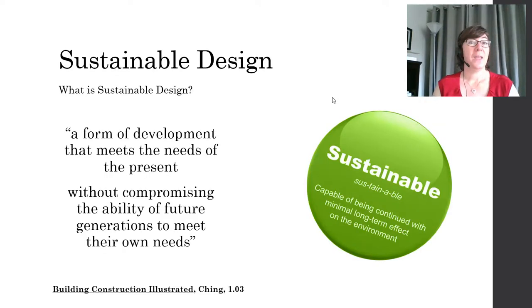So we're going to be talking a lot about sustainable design this semester, but just as an introduction to the topic, what is sustainable design? My favorite definition is here. Sustainable design is a form of development that meets the needs of the present without compromising the ability of future generations to meet their own needs.